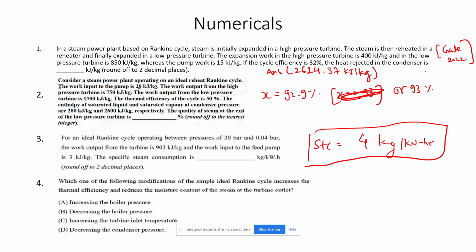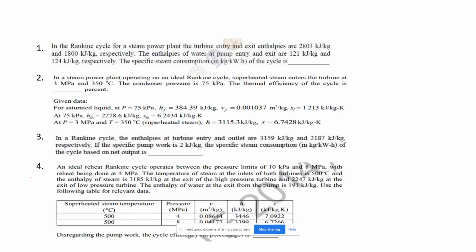This second question actually came in GATE 2021. This is it. So all the questions are of 2 marks, and this is for 1 mark. So we'll solve question number 5.